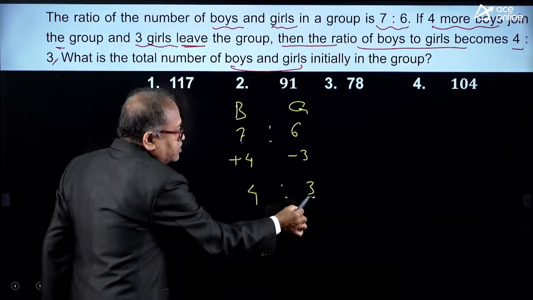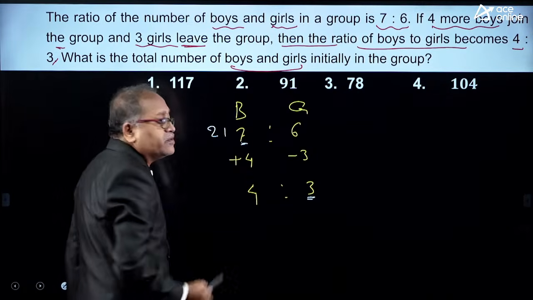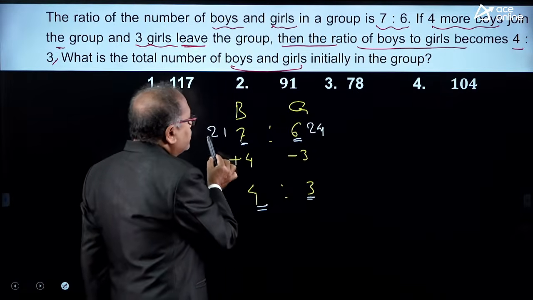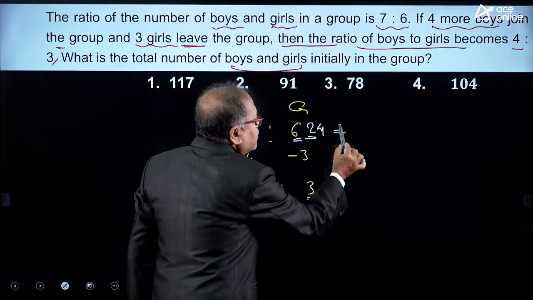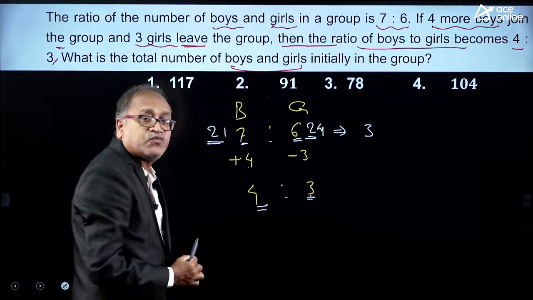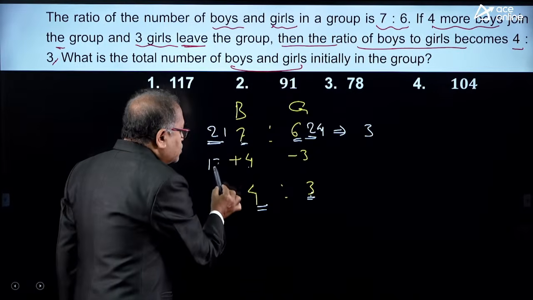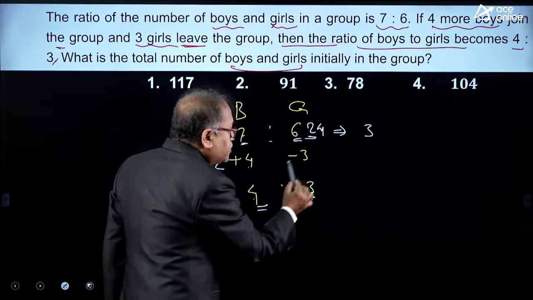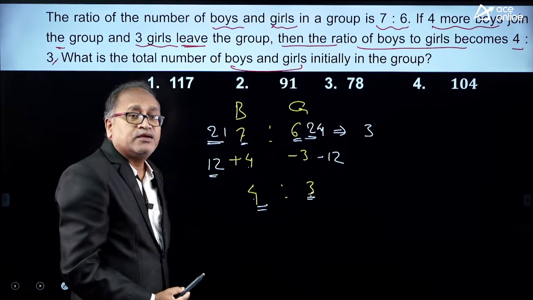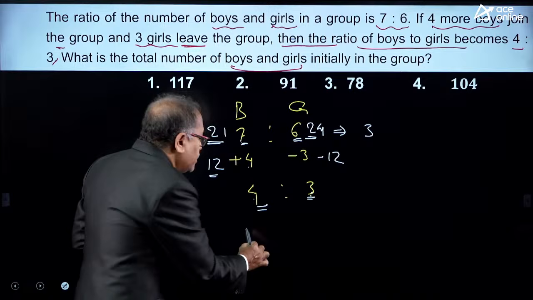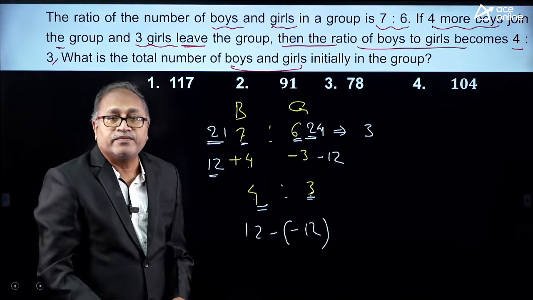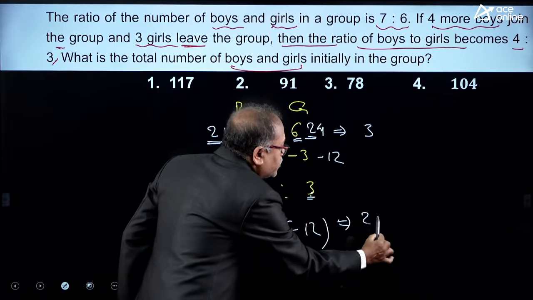Now I am going to do this. 3 into 7 comes 21 here, and 4 into 6 comes 24 over here. What is the difference between 21 and 24? The difference is 3. Write it down here. Now, with the same 3, multiply this 4. So 3 into 4 comes 12 here, and 4 into minus 3 is minus 12 over here. Take the difference. 12 minus of minus 12 is nothing but 24. So here the difference is 24.